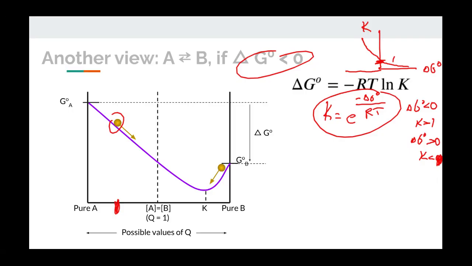Or if you start out with a Q that's over here, that's going to roll down to that bottom part of that ramp. And the only time you're not going to get any movement, any shift to either the left or the right, is when you're right at K.